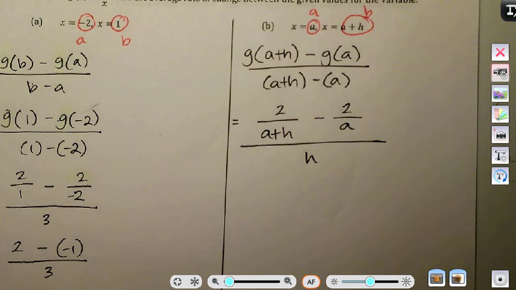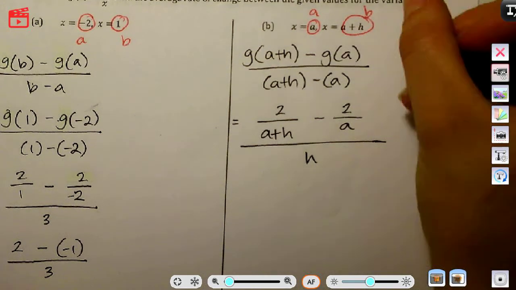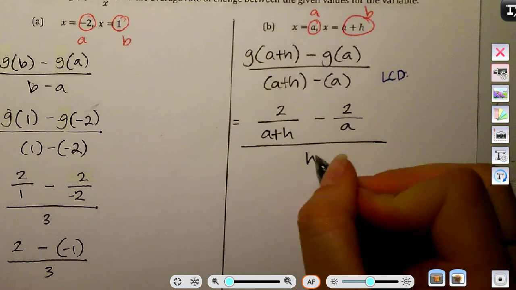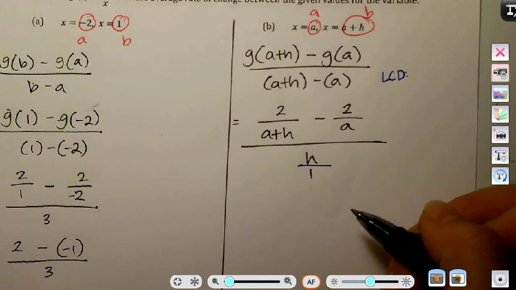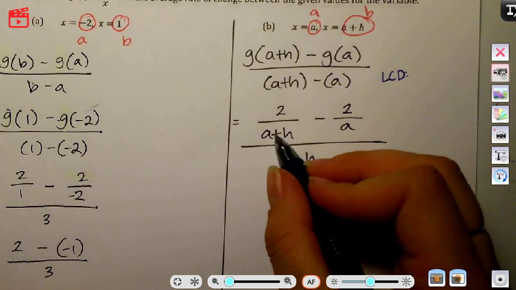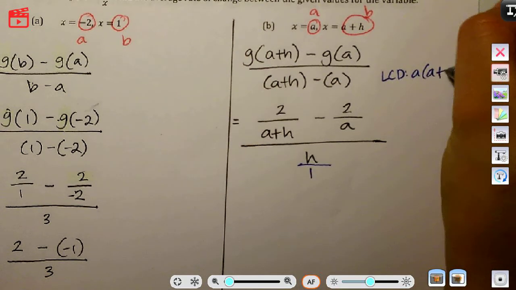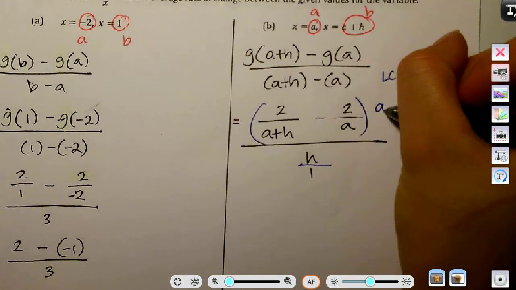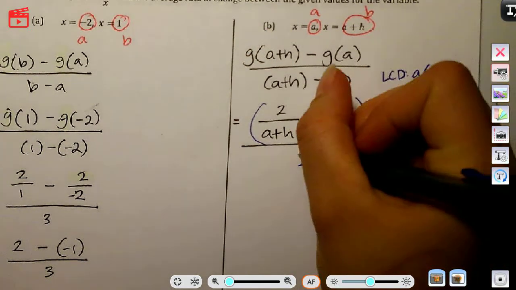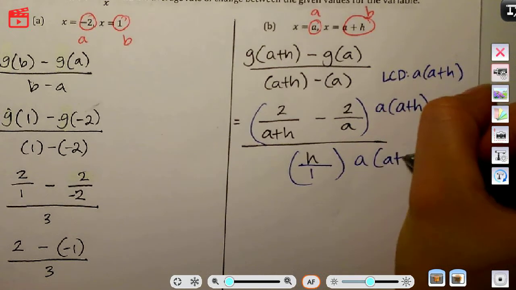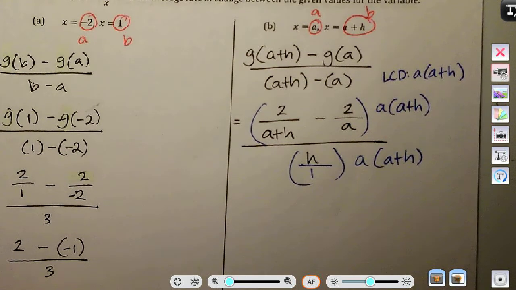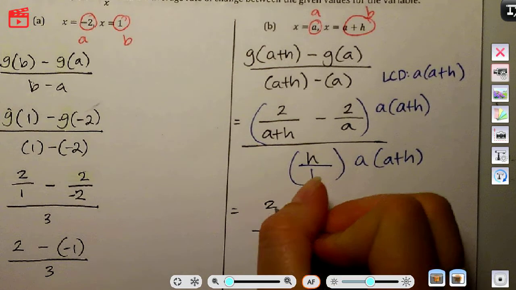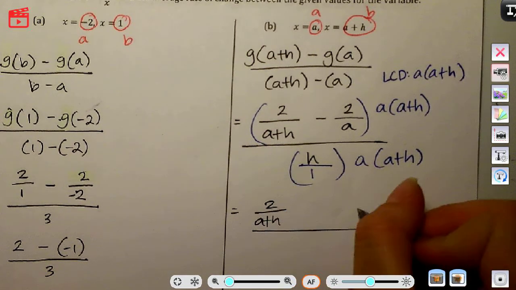Okay, so now I have a complex fraction. So remember the idea for a complex fraction, you're going to use your LCD to cancel out the mini fractions. Okay, so what is my LCD? A times a plus h. Okay, and we're going to go ahead and multiply that to the top and the bottom, using the building up property. And let's go ahead and I'm going to write this out so I can show the distribution.